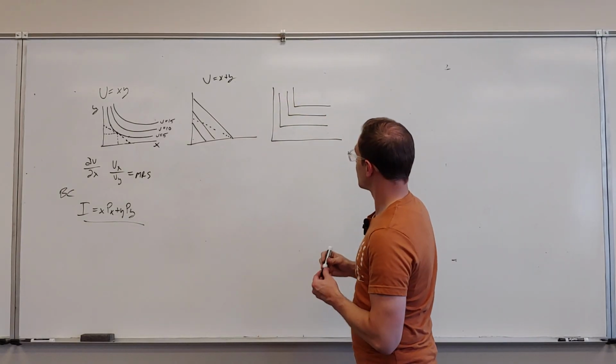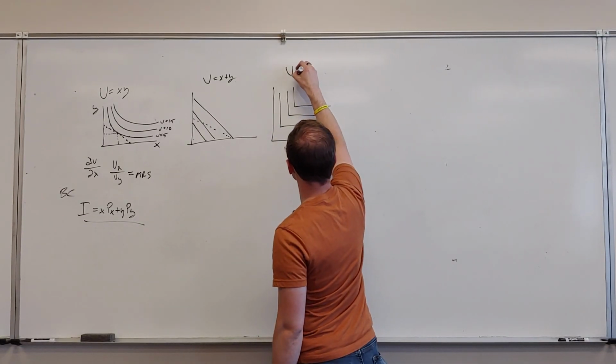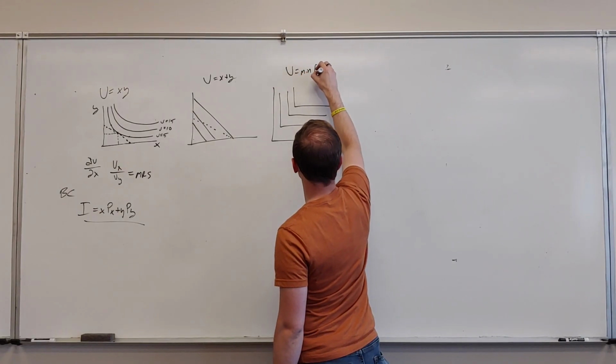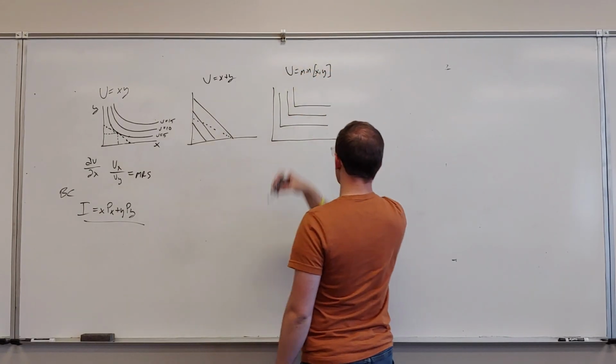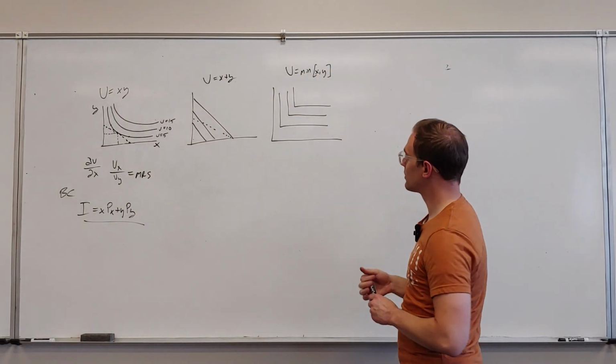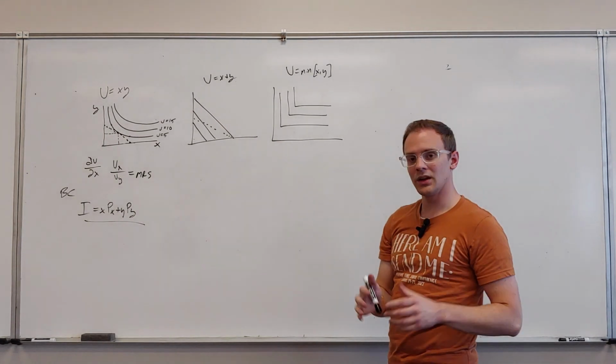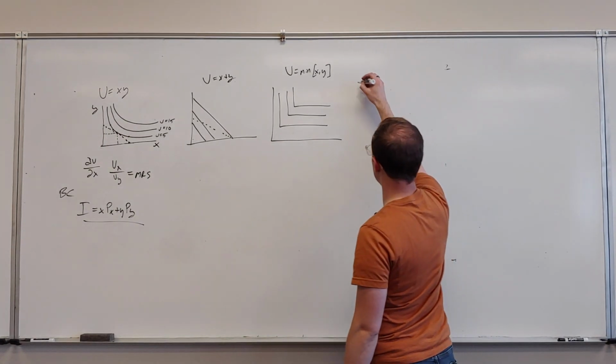It's an interesting graph for perfect complements. That's the graph of u equals the minimum of x and y. You keep increasing one, and it doesn't matter because you want a certain amount of both of them. You've got to get them both together.